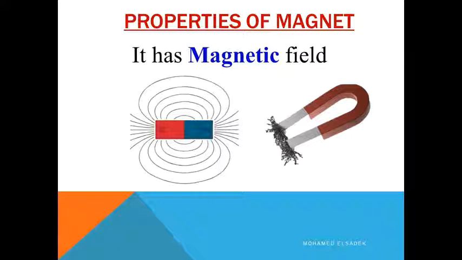If we put an iron nail outside the magnetic field of the magnet and put another iron nail inside the magnetic field of the magnet, which of them is attracted to the magnet? Excellent. The iron nail which is inside the magnetic field is attracted to the magnet. But the iron nail which is outside the magnetic field is not attracted to the magnet.